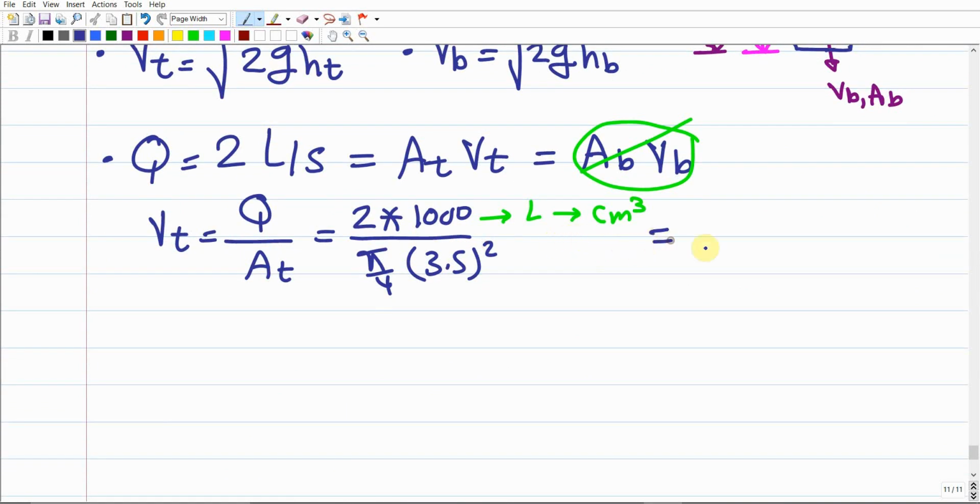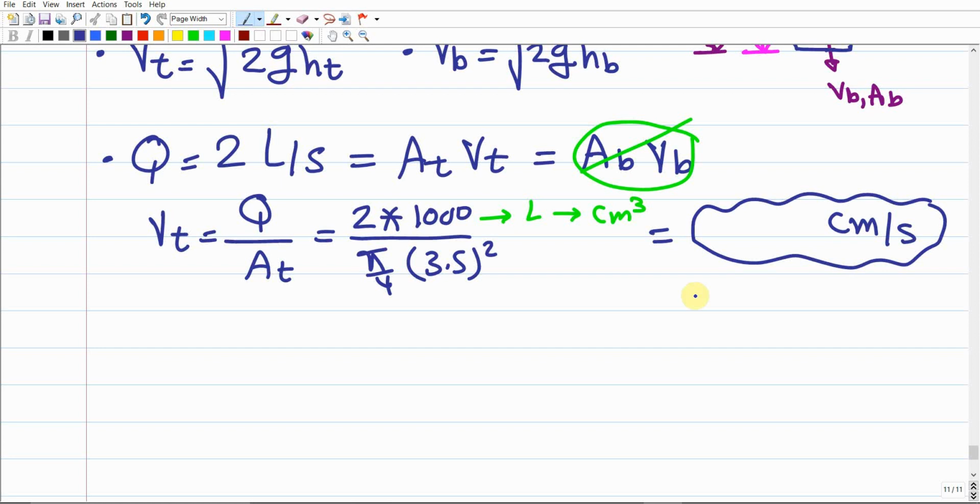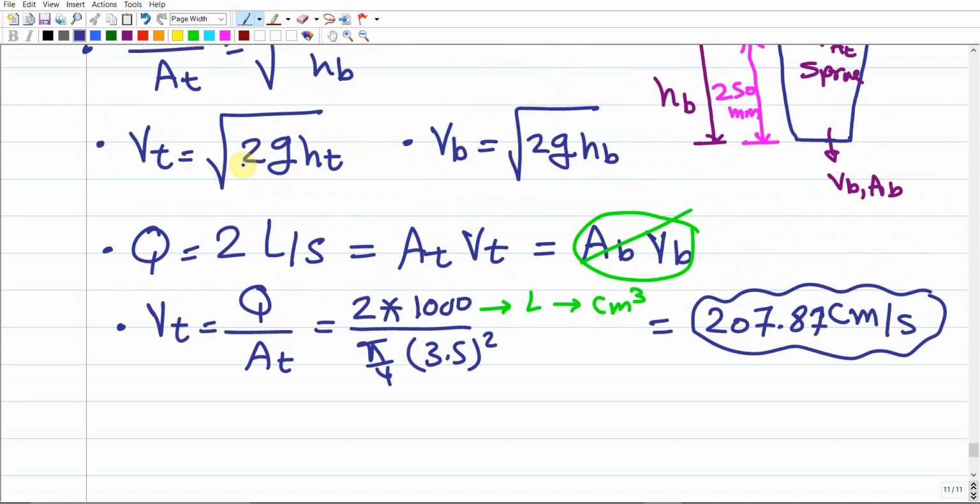If we did the calculations, we're going to end up with centimeter per second. This is going to be the velocity of the molten metal at the top of the down sprue. So it's going to be 2000 divided by pi multiplied by 4 divided by 3.5 squared. This is going to give us 207.87 centimeter per second, right? This is the velocity at the top, and we're gonna use this one to find HT.